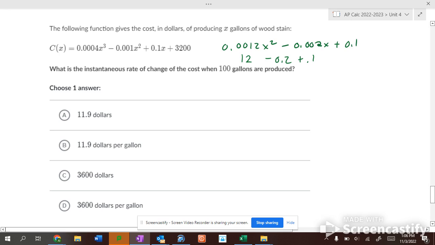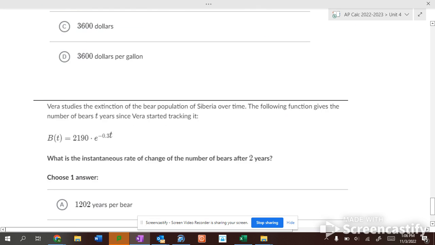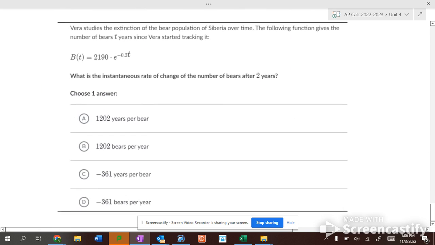Would it be dollars or dollars per gallon? When we're talking rate of change, it's always per something. It's $11.9 per gallon. Okay? Last one.